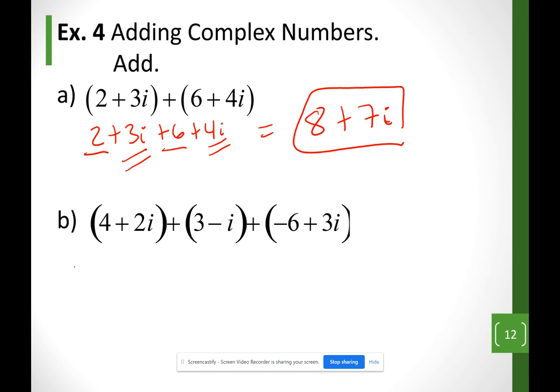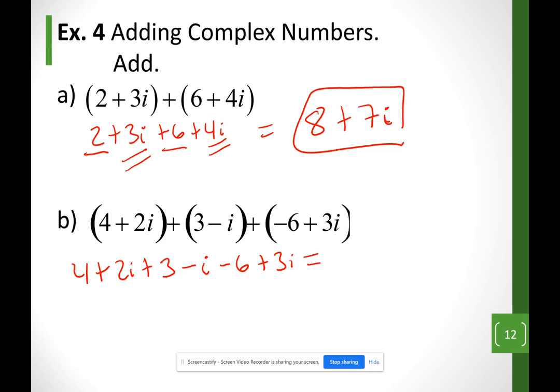My first parenthesis, I'm just going to write 4 plus 2i. My second parenthesis is a positive 3, so I'm just going to write plus 3 minus i. And for the last parentheses, I'm going to write minus 6, that is a negative 6, plus 3i. Once again, write everything without parentheses. This is when we add or subtract.